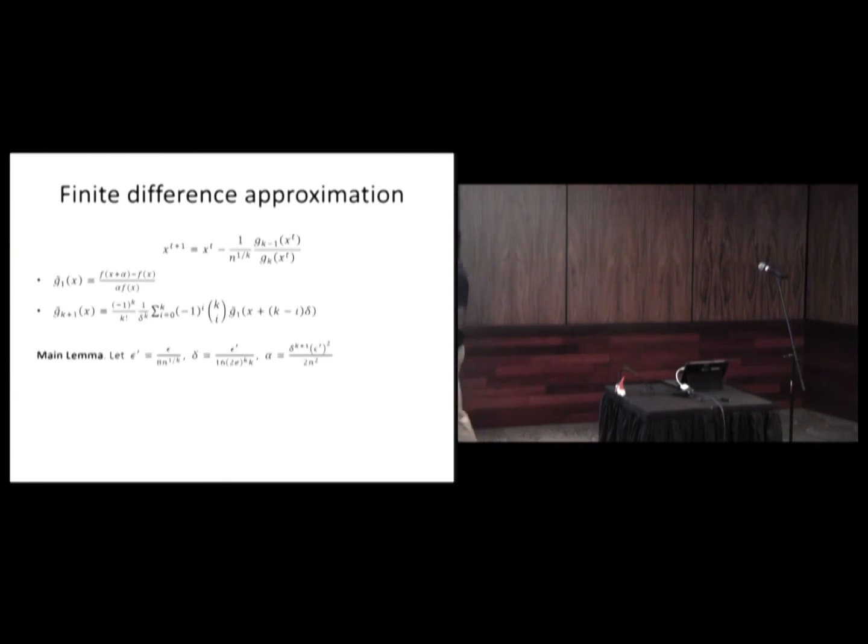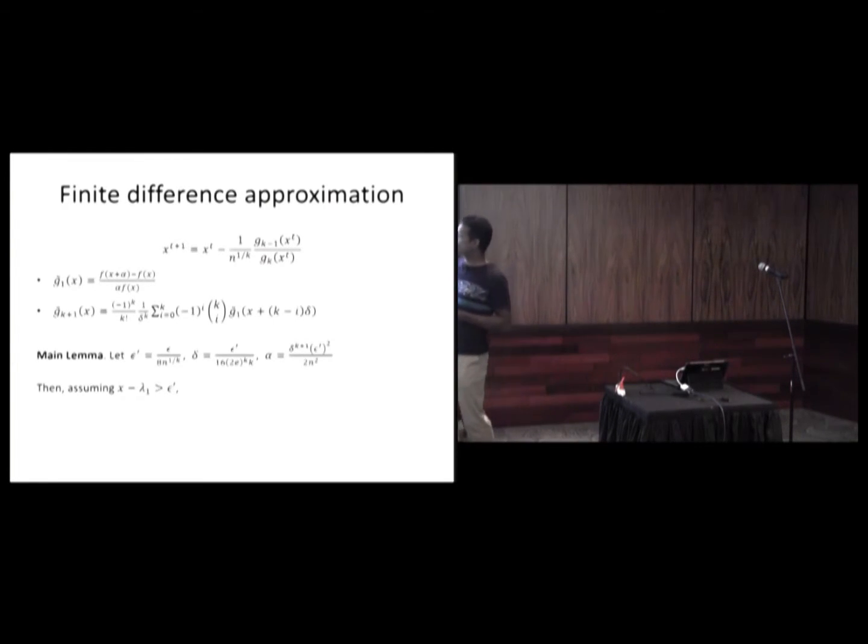With these settings of parameters, epsilon is the final target additive error you want. Choose epsilon prime smaller than that by a polynomial. Delta smaller than that by a single exponential in k. Only single exponential, so the number of bits is only a k factor higher. And alpha, delta to the power of k, so it's still polynomial in k.